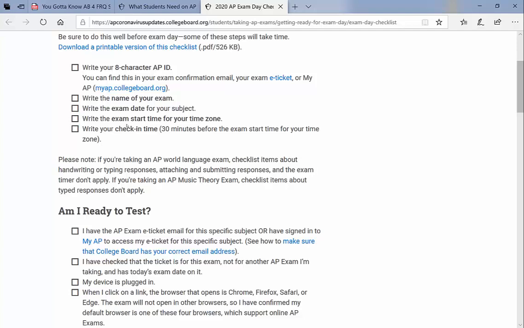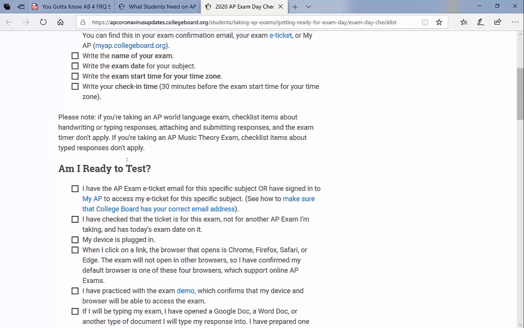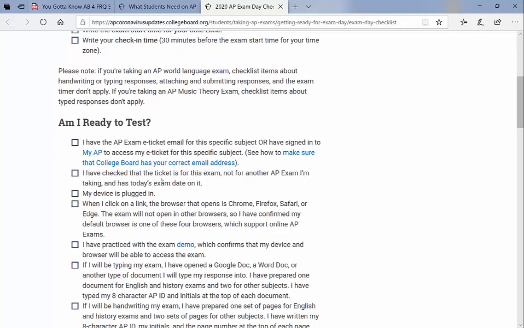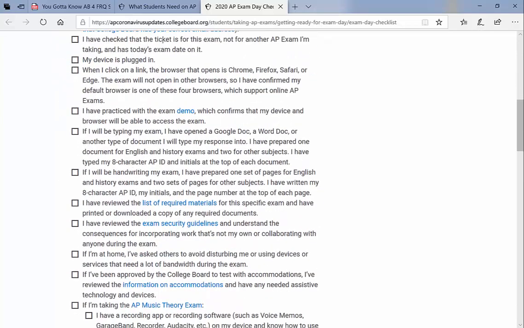Kind of what I was saying is, make sure that we're checking in at least 10, 15 minutes before, ideally 30 minutes, but we want to make sure we have all that information taken care of. Also, they don't have this on that checklist, but for us, we've prepped 5 to 10 sheets of paper with our initials, with our page number, and with our AP ID. Double check that your ticket says AP Calculus. Whatever you're going to use is fully charged, right? That would suck to be about to upload and all of a sudden you look down and your phone's dead.